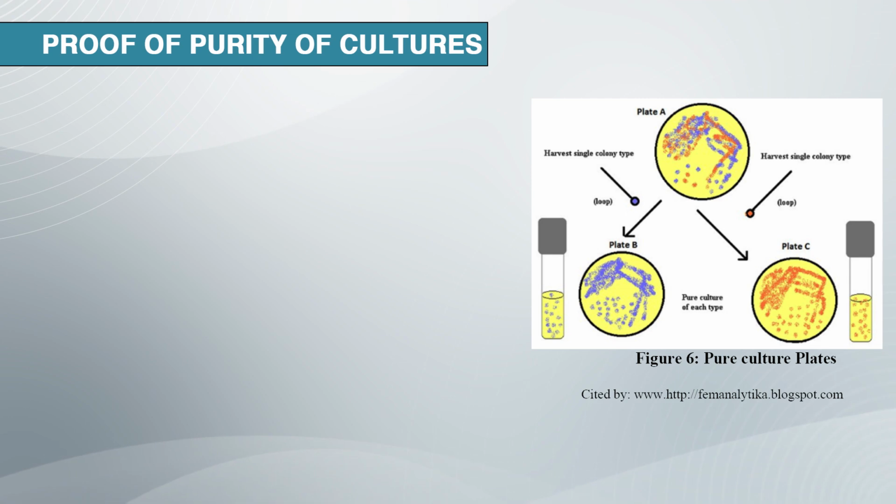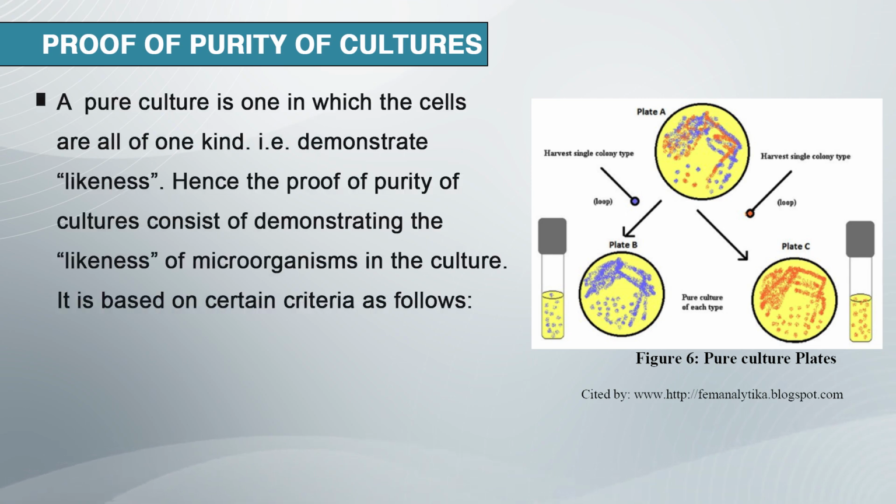Now, proof of purity of culture. A pure culture is one in which the cells are all of one kind, that means each looks evenly alike, and the microorganisms look alike microscopically and stain in the same fashion. When plated, all the colonies formed look alike. Stick, stab, etc. are uniform. Several isolated colonies perform identically, that is the same.